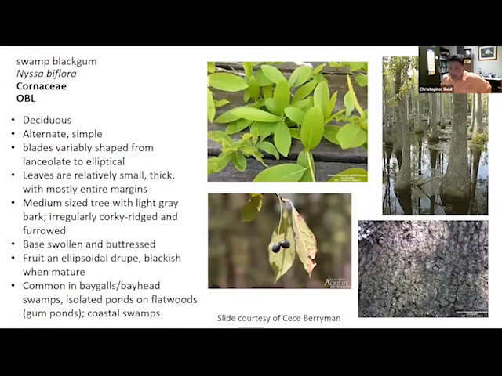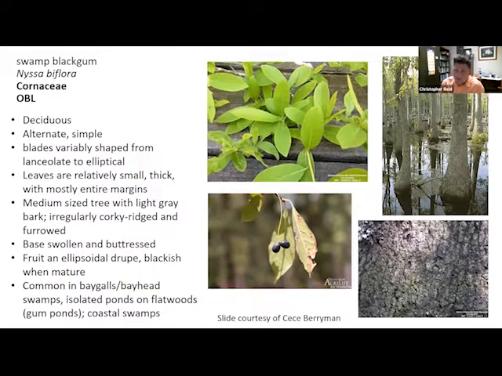All right, swamp black gum, Nyssa biflora. So Nyssa biflora is an obligate wetland plant. You tend to get it in isolated wetlands called gum ponds. It's also one of the dominant species of a habitat that you would have up on the North Shore called the bayhead swamp. You will find this intermixed with cypress, tupelo, and Carolina ash in your typical big river swamp as well.